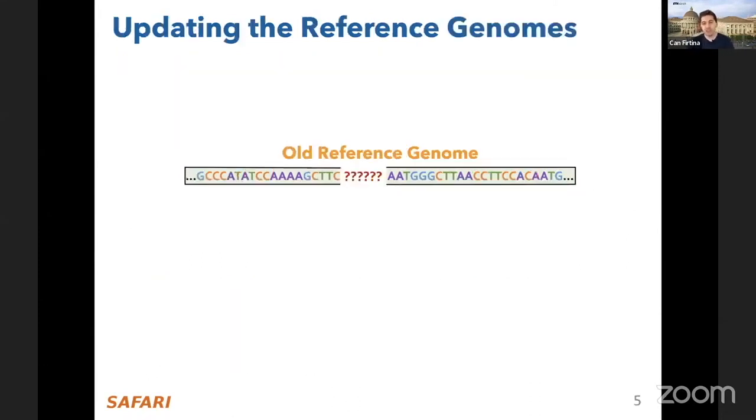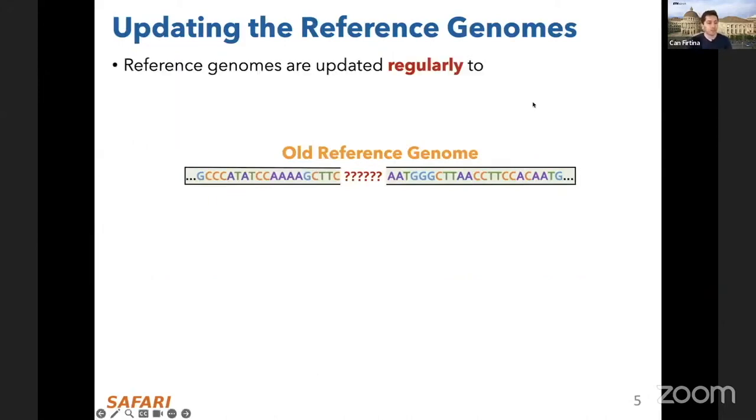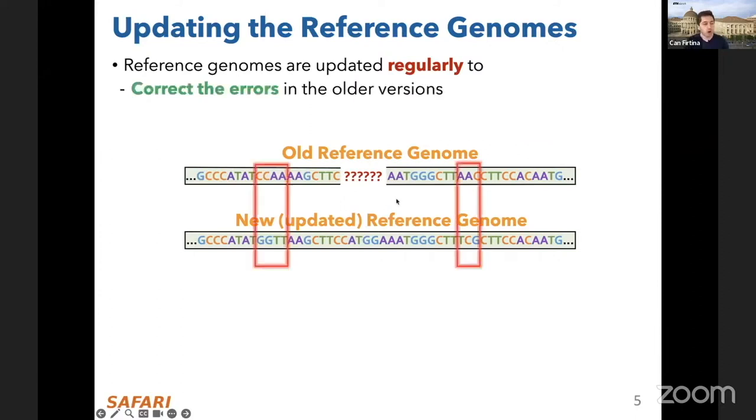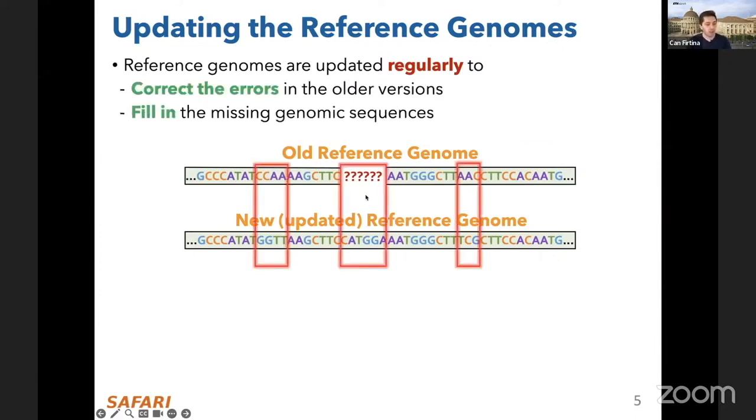And to achieve the best accuracy and best completeness in the reference genomes, these reference genomes are usually updated regularly to their new, updated versions. Such an update could resolve some unknown regions in the old reference genome by figuring out what sequences should go into these unknown regions, or by correcting the errors in the older versions.